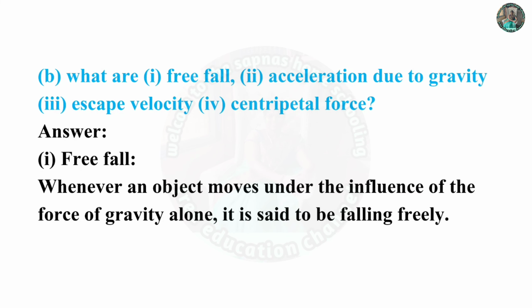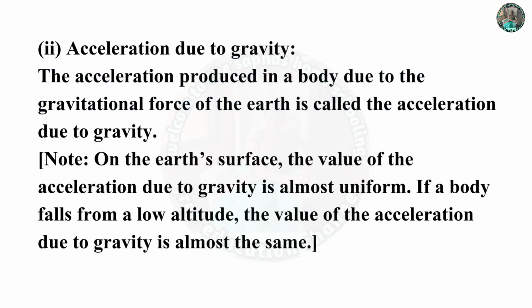B. What are free fall, acceleration due to gravity, escape velocity, and centripetal force? Answer. Free fall. Whenever an object moves under the influence of the force of gravity alone, it is said to be falling freely. Second, acceleration due to gravity. The acceleration produced in a body due to the gravitational force of the earth is called the acceleration due to gravity. Note, on the earth's surface, the value of the acceleration due to gravity is almost uniform. If a body falls from a low altitude, the value of acceleration due to gravity is almost the same.